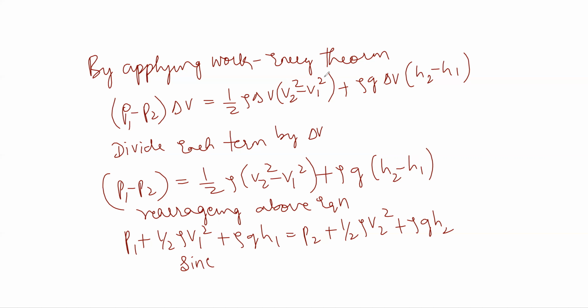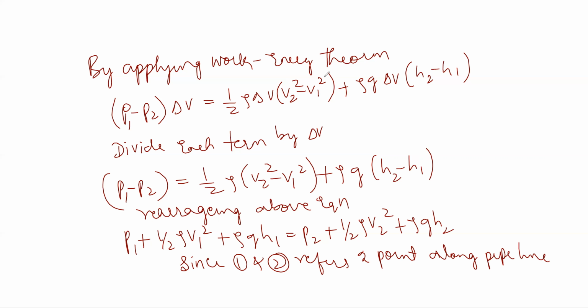Since points 1 and 2 refer to points along the pipeline, therefore it is given by P plus half rho V square plus rho G H equal to constant.